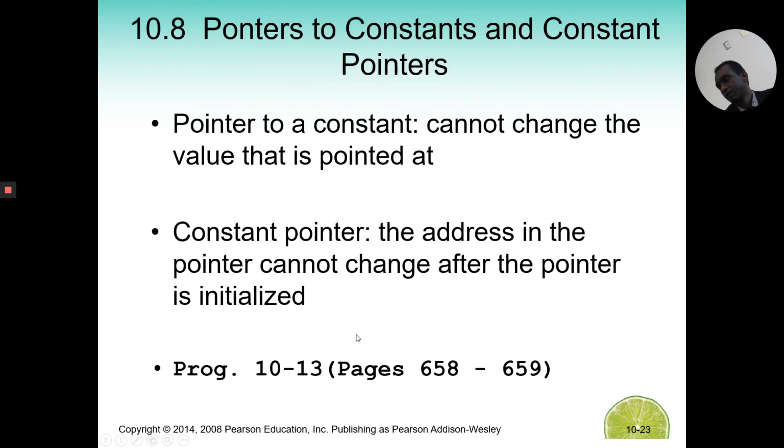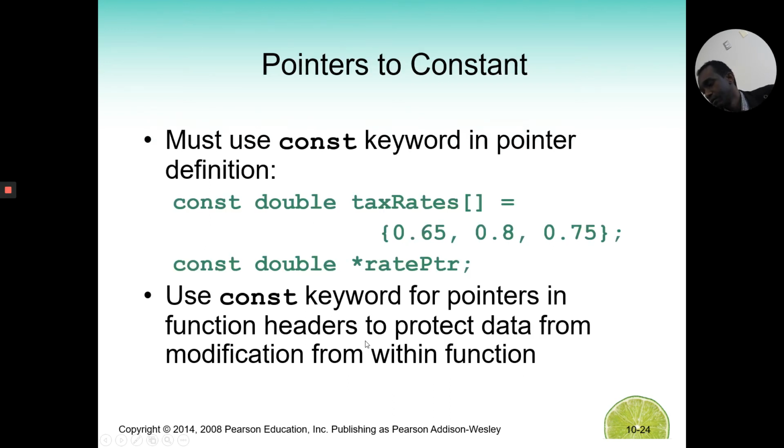You can have pointers to a constant, so you cannot change the value that is pointed at. With a constant pointer, the address in the pointer cannot change after the pointer is initialized. Pointers to constants must use the const keyword in the pointer definition. So you say const double tax_rates as an array here, and then const double *rate_ptr. So you use the const keyword for pointers in function headers to protect data from modification from within the function.